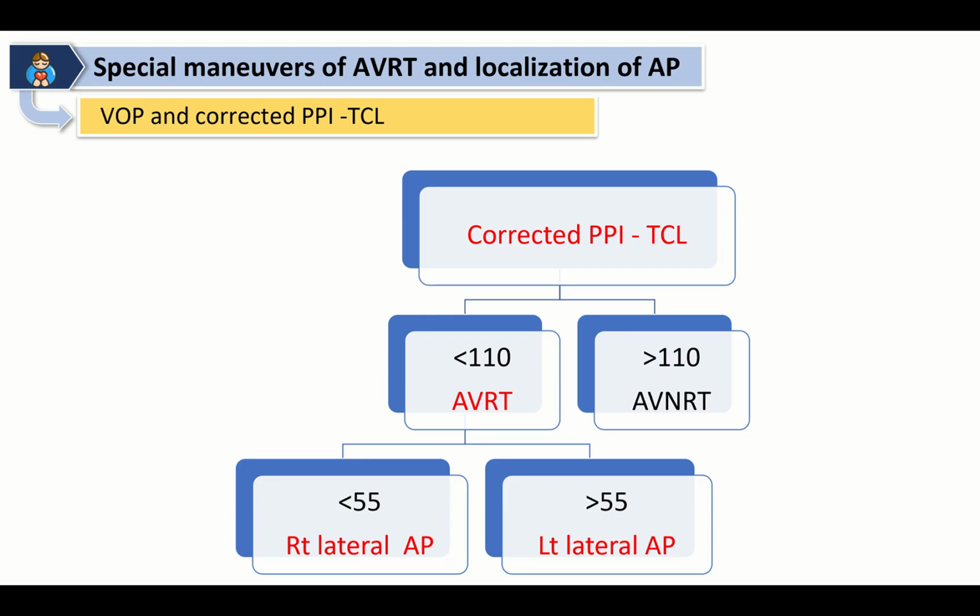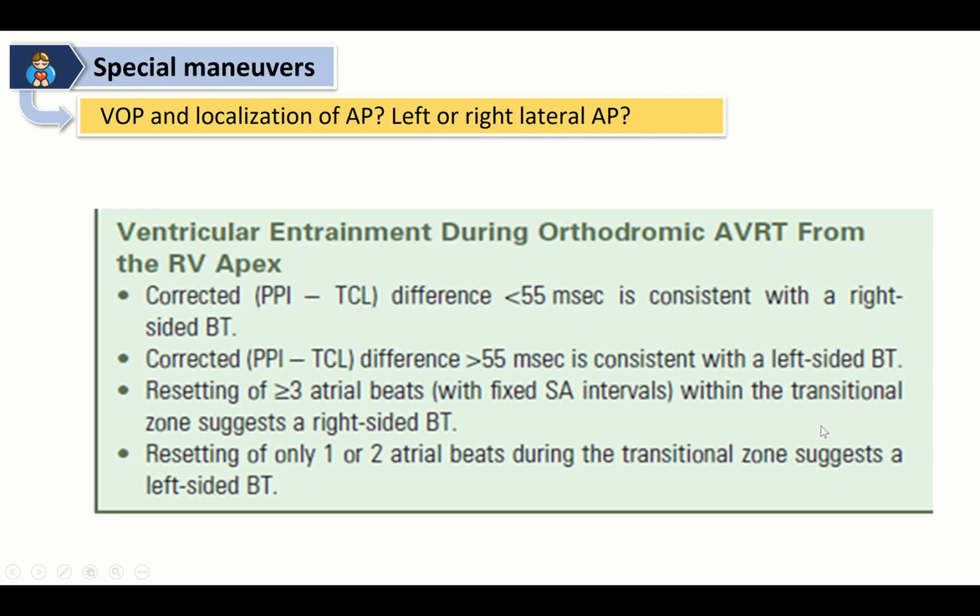In AVRT using a right lateral accessory pathway, the corrected PPI is less than 55. If it's more than 55, it is a left lateral accessory pathway, and this is the collection of ventricular overdrive pacing findings to tell where the accessory pathway is.